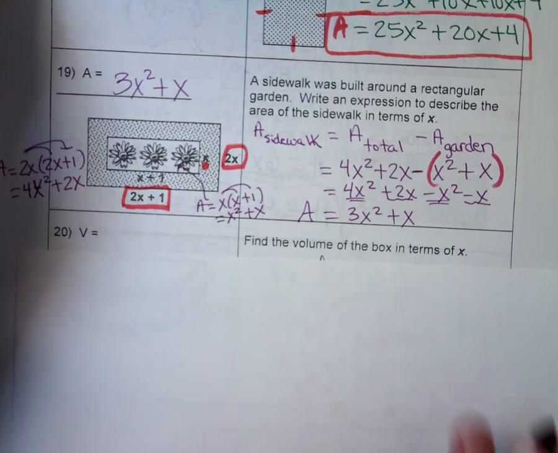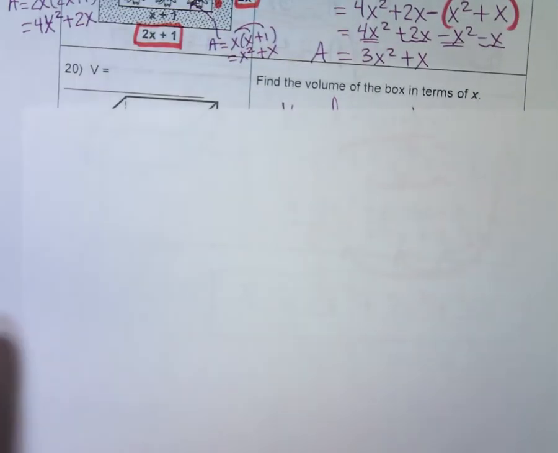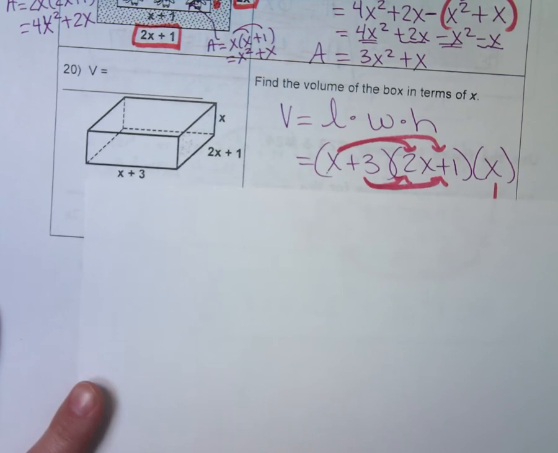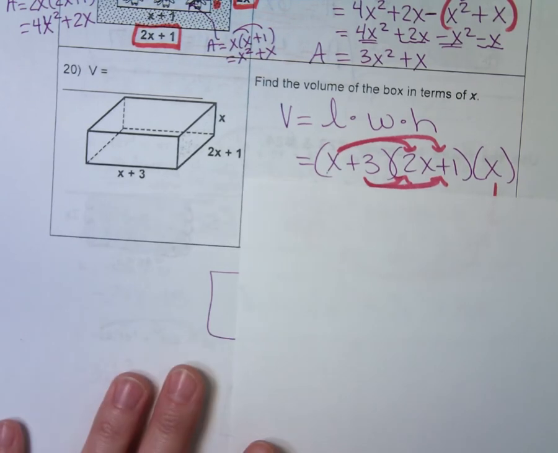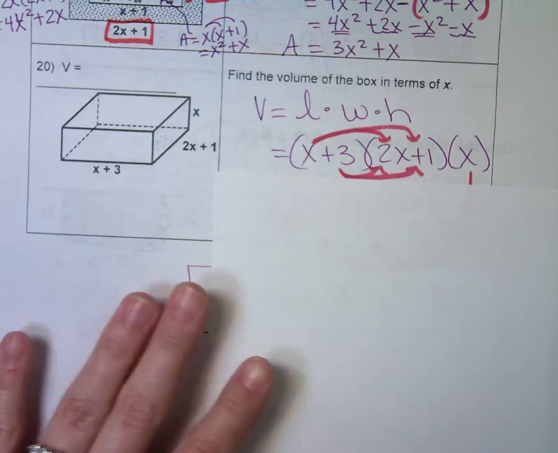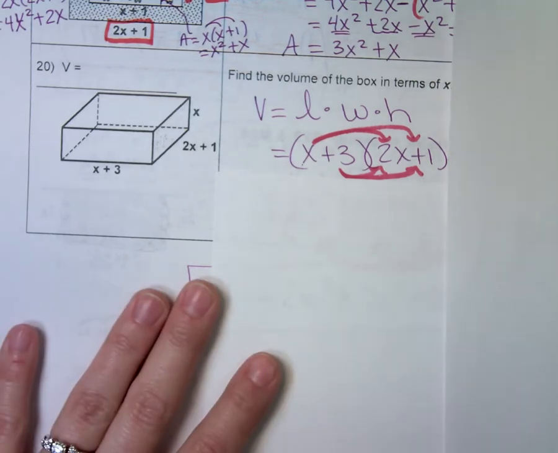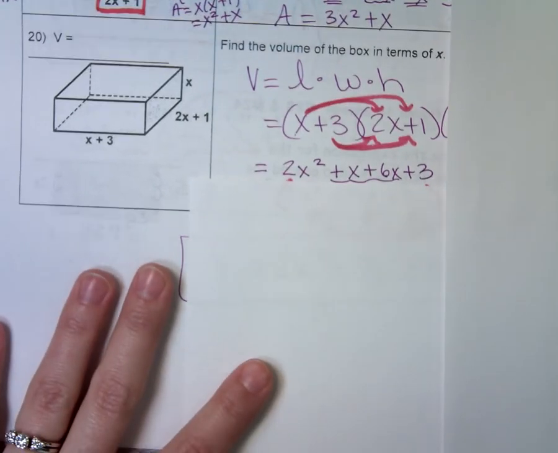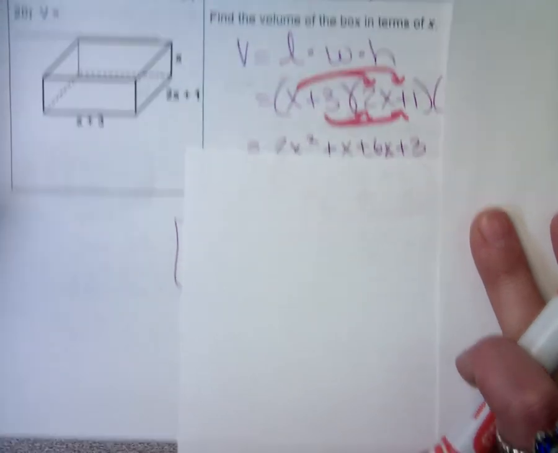Okay, next one. We haven't ever done one quite like this. We've talked about volume before, length times width times height, and those are my dimensions, my length, my width, and my height, but we've never actually multiplied three things together like this. So you can do this several different ways. The way I chose to do it was I decided to multiply these two first by double distributing. When I double distributed those, this is what I came up with.